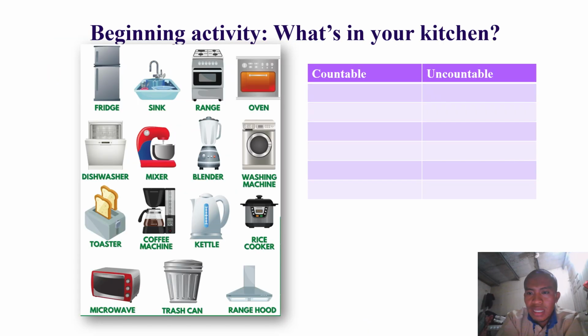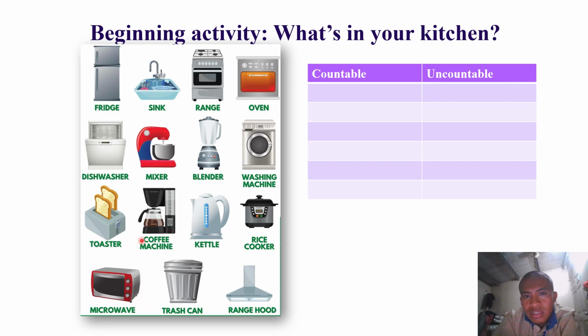So imagine that you are looking at your kitchen. What do you see? You can find a lot of tools, machines like this. You are looking here on the screen. Mixer, blender, washing machine, rice cooker, range hood, trash can, microwave, toaster, coffee machine, dishwasher, fridge.